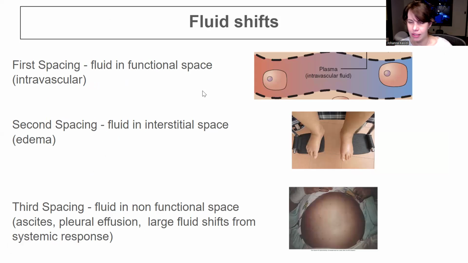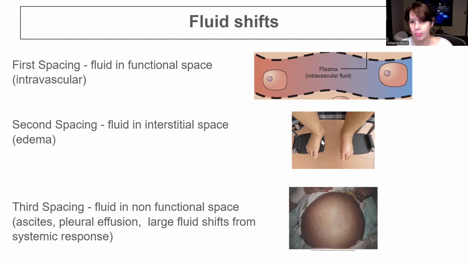So first spacing, as I said, is when the fluid is where we want it. When we're talking about perfusion within the intravascular space, that is the first space, where we want it to carry all of the nutrients and oxygen we need and to remove the waste. Second spacing is when it leaks out into the interstitial fluid, the space that's right next to the arteries and veins. And that causes swelling.